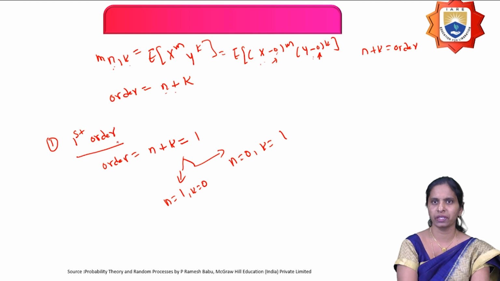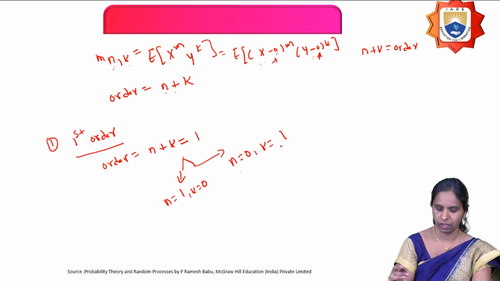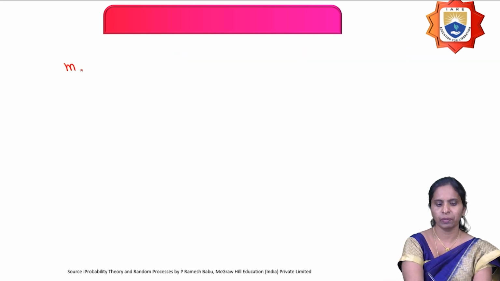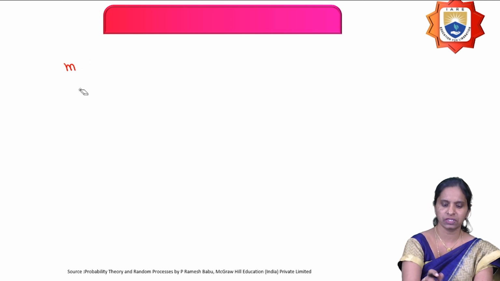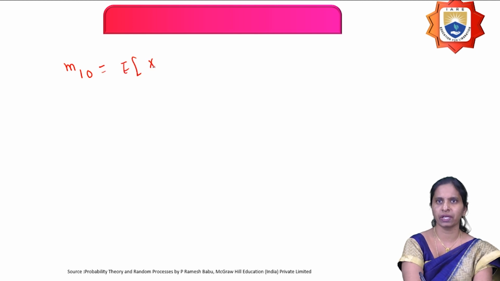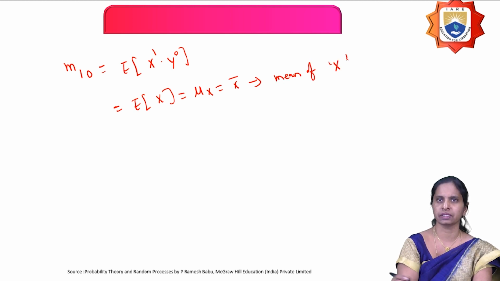So for first order moments, we get two combinations of n and k. One combination is n equals 1, k equals 0, and the other is n equals 0, k equals 1. For the first set, n is 1 and k equals 0, so it equals expectation of x power 1 into y power 0, that is, expectation of x. The expectation of x is nothing but the mean of x, x bar. Therefore, this is called the mean of the random variable x.